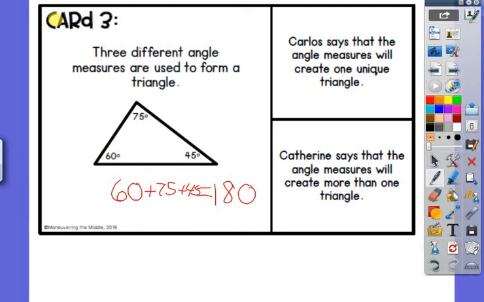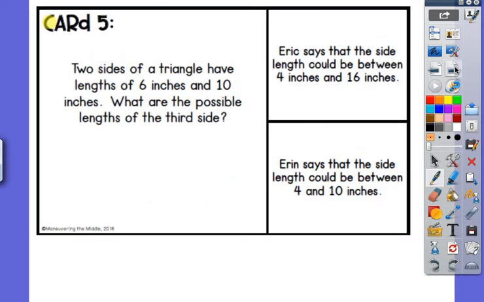And the last card I'm working with you is going to be card 5. So make sure you're in the correct box. Card 5 says, 2 sides of a triangle have lengths of 6 inches and 10 inches. What are the possible lengths of the third side? Eric says it can be between 4 inches and 16 inches. Aaron says it can be between 4 and 10 inches.